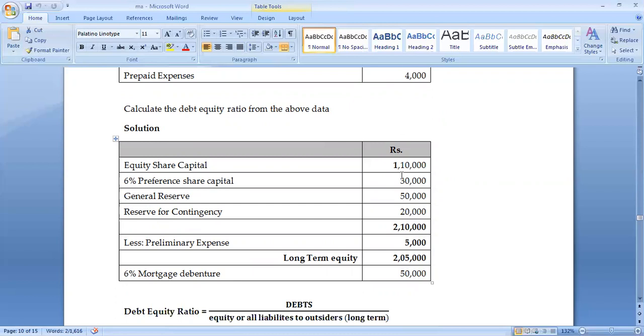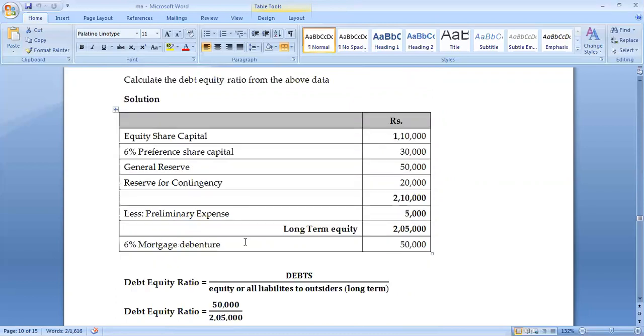So take this, these all come for the equity, which is also nothing but all the liabilities to outsiders, which is long term. Whenever they mention it as short term, that information will not be considered here. So less preliminary expenses 5,000. So you get the long term equity as 2,05,000.